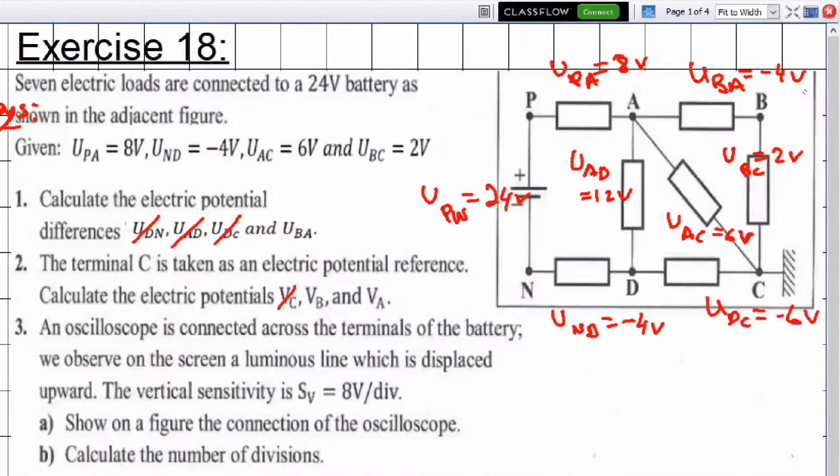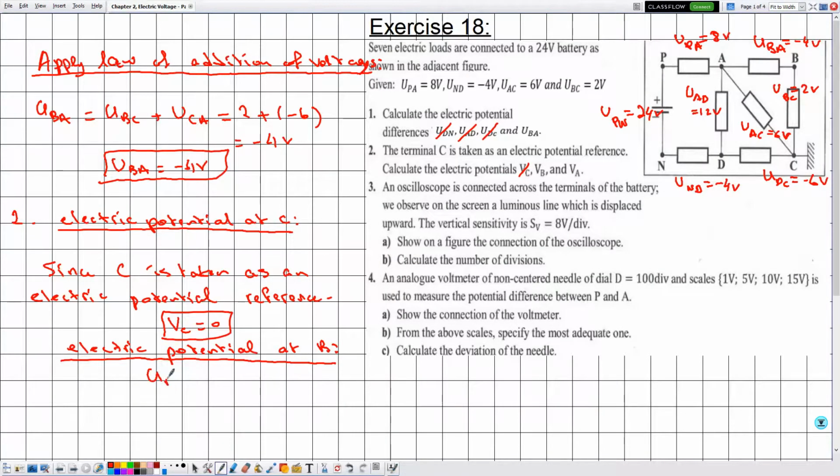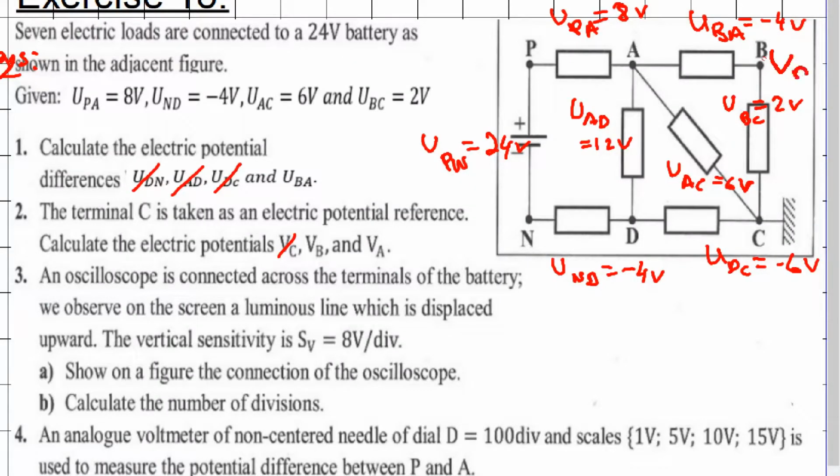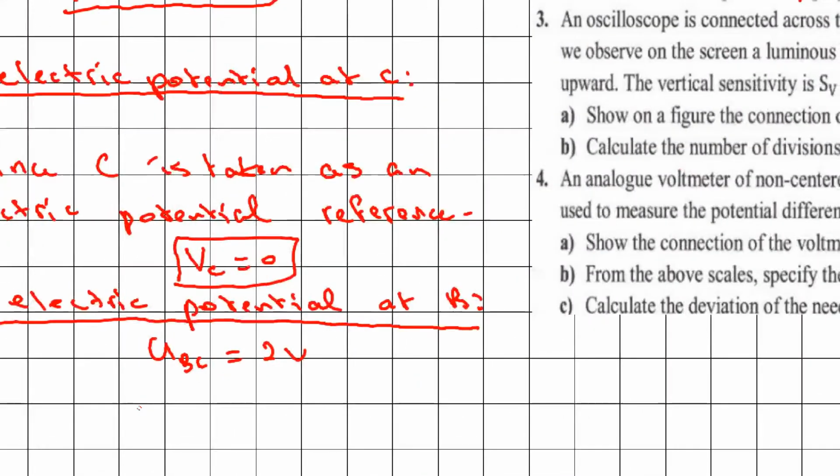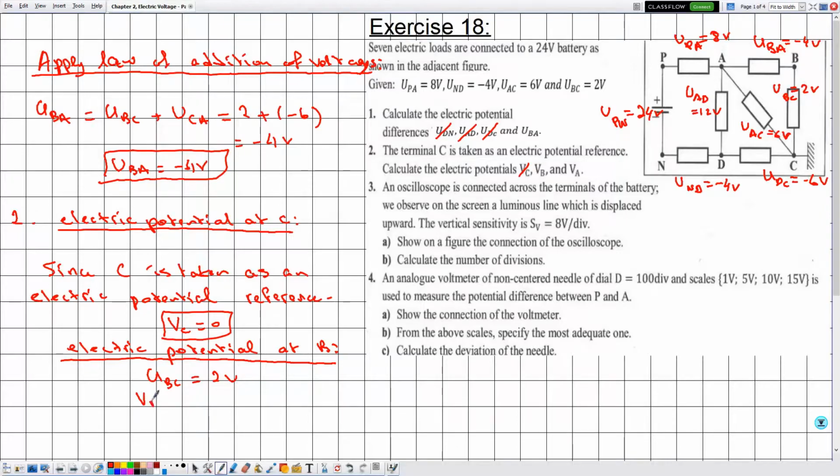So notice that in order to calculate the electric potential at the point B, we need to know a voltage that relates this point to another point such that we know the electric potential at the other point. In this case, we can consider UBC, which is equal to 2 volts. Notice that we are interested in determining VB. VB explicitly appears in this equation because UBC can be written as VB minus VC, which is equal to 2.